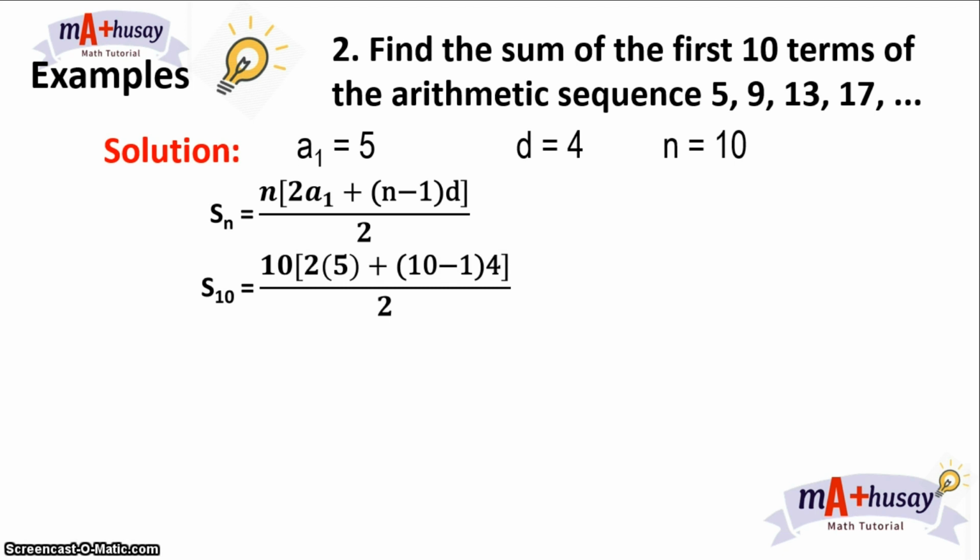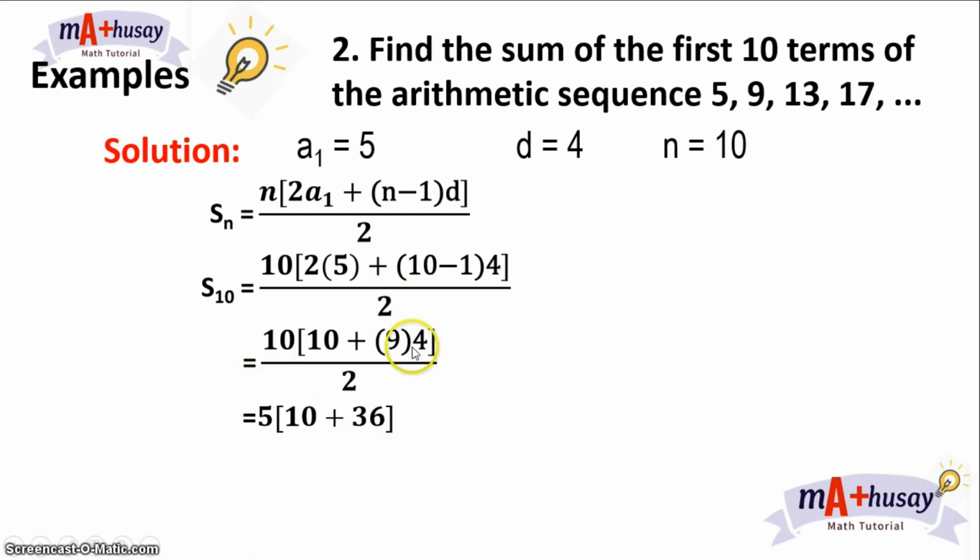So you have 10 times the quantity of 2 times 5 plus 10 minus 1 times 4, all over 2. So as you can see, we have to simplify first the expression inside the bracket and parentheses. So you will have 2 times 5, which gives you 10. 10 minus 1 is 9. So again, we start inside the parentheses in the bracket. So you'll have 10 plus 36. You get the 36 from 9 times 4.